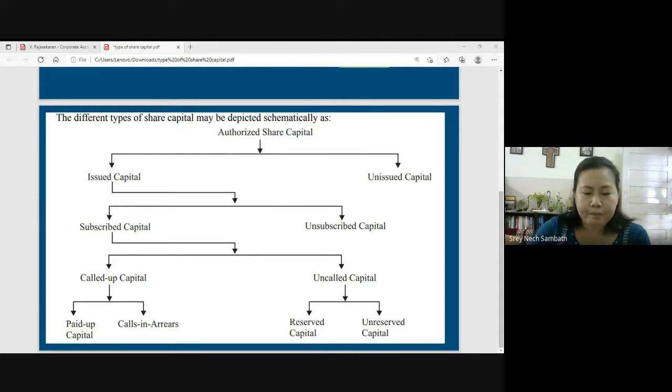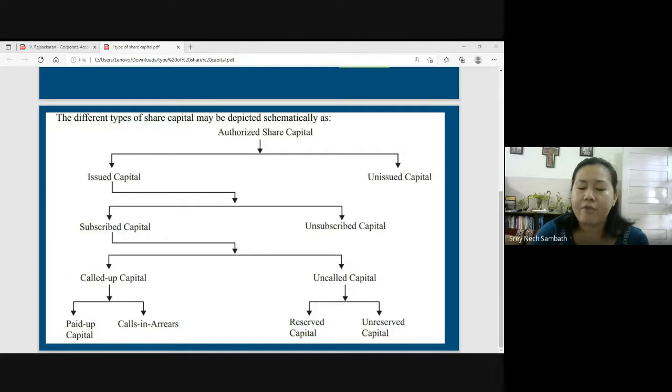And let's see subscribed capital. What is subscribed capital? Subscribed capital is basically the nominal value of shares subscribed by the public. For example, you issue shares worth 100 rupees per share, and these are subscribed by the public, the amount they have taken up. Shares issued to the public may or may not be fully subscribed.